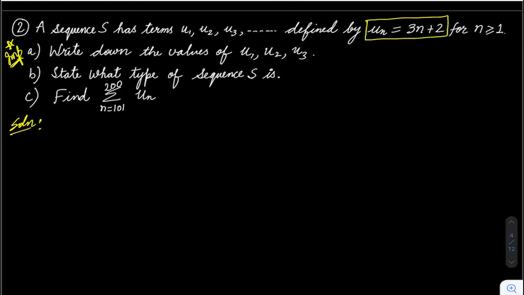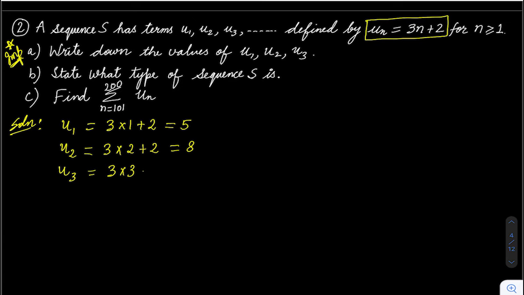Now un is given, so if you substitute n as 1, we get u1 equal to 3 times 1 plus 2, that is 5. Okay, that's easy. u2 will be equal to 3 times 2 plus 2, that is equal to 8. u3, that is 3 times 3 plus 2, that is 11. Okay, that's our A part. That's rather easy. Okay, now B part.